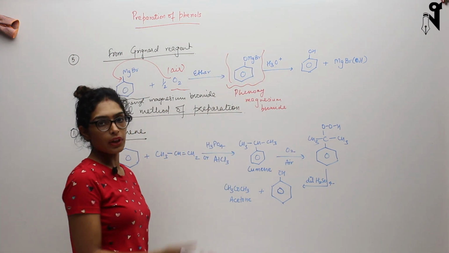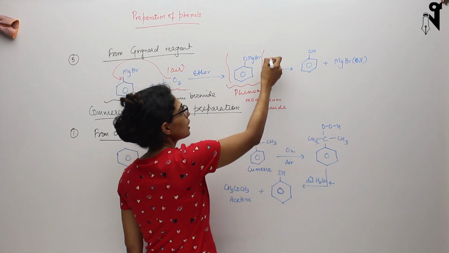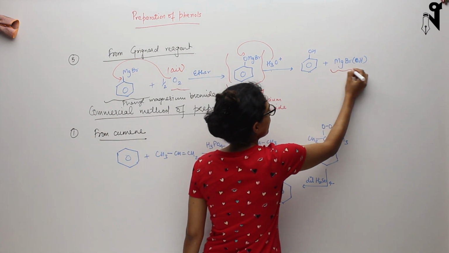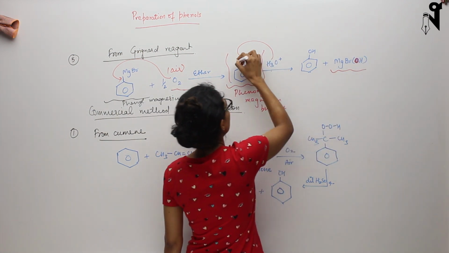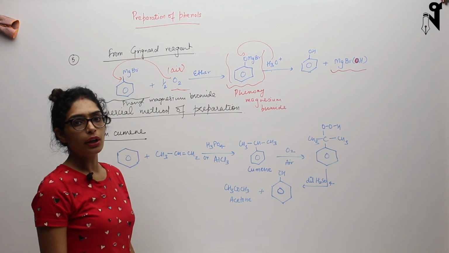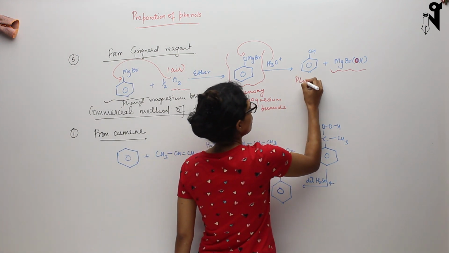Once this is formed, we have done this in the other Grignard reagent reactions also. We will do the acidified hydrolysis. H plus will go and replace this MgBr. MgBr will go out forming MgBrOH and the hydrogen will come instead of MgBr. So this is the usual process of forming an alcohol from a Grignard reagent. This we have done multiple times before. So phenol formation will happen.